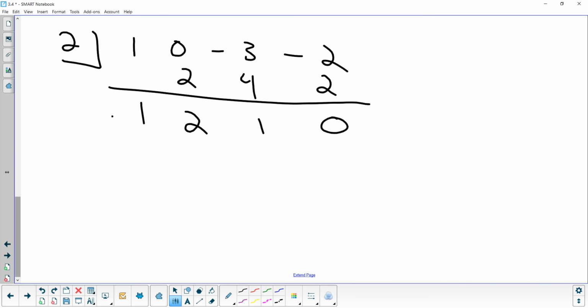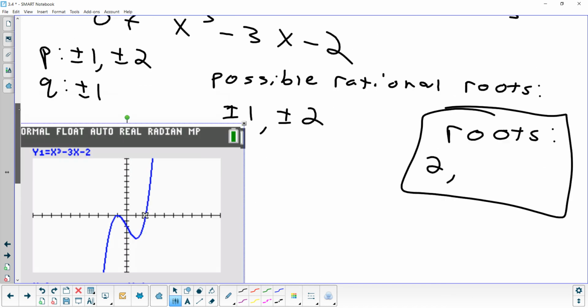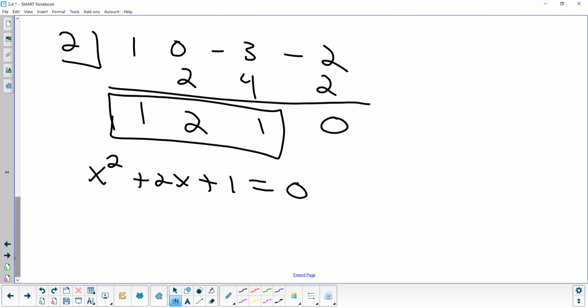But what I'm more interested in now is that. Now, set that equal to 0 and solve it. So x squared plus 2x plus 1 equals 0. That will be the other answers to the original problem. But why is this a lot easier to solve now than the original problem?